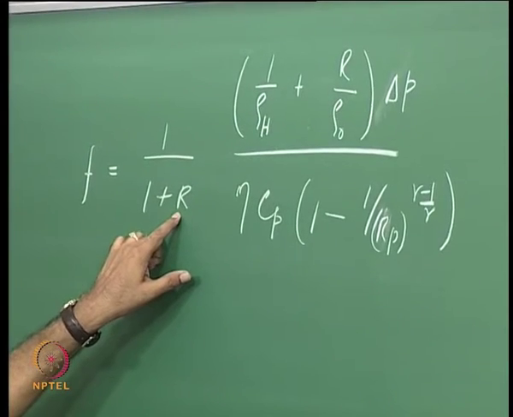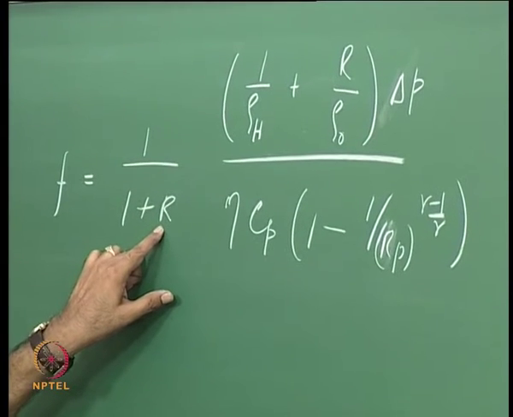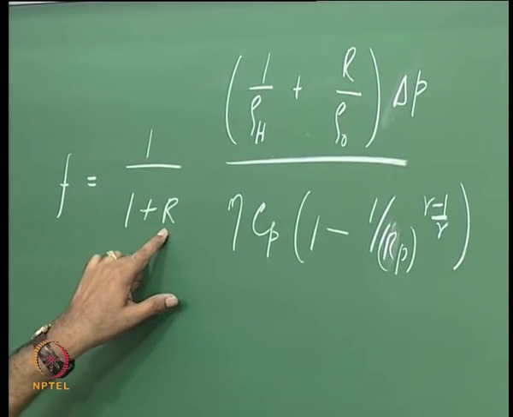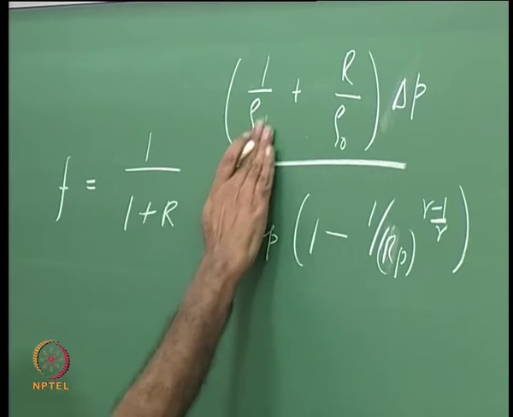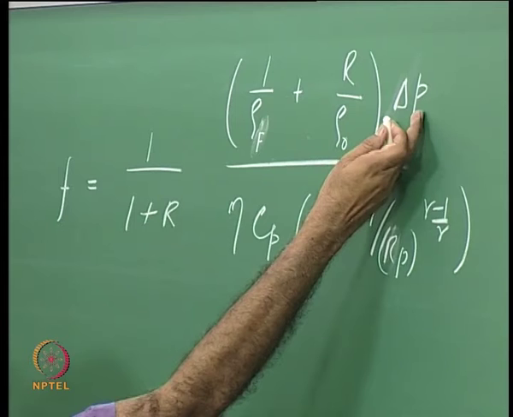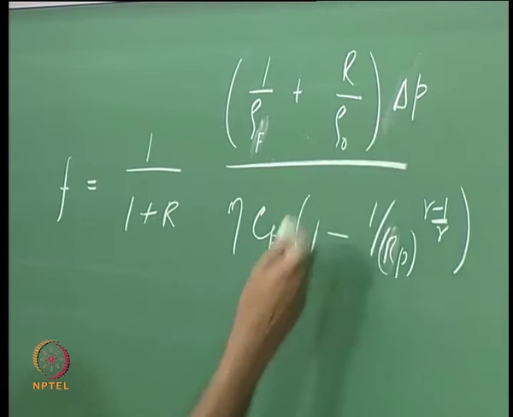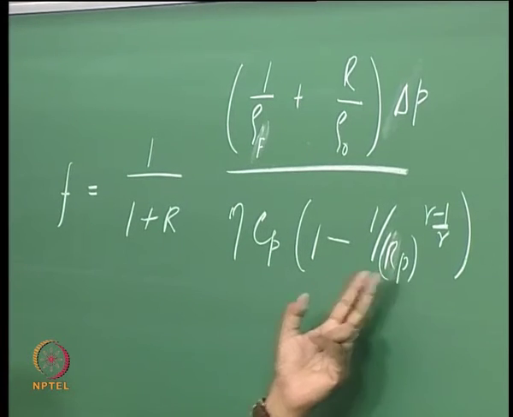That means from the tank, whatever oxidizer is being supplied, the fuel supplied was R. We also had the density of the fuel, rho f, the density of the oxidizer, rho naught, the pressure increase across the pump, delta P, which is so many Newton per meter square, the value of Cp, and the expansion ratio in the turbine.